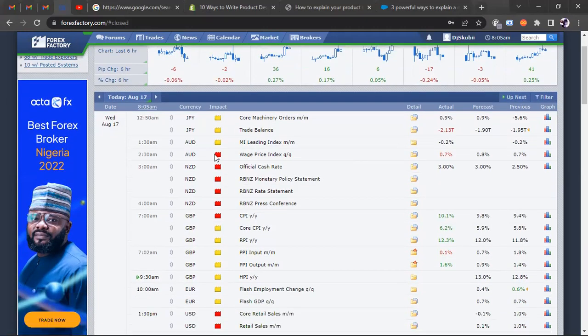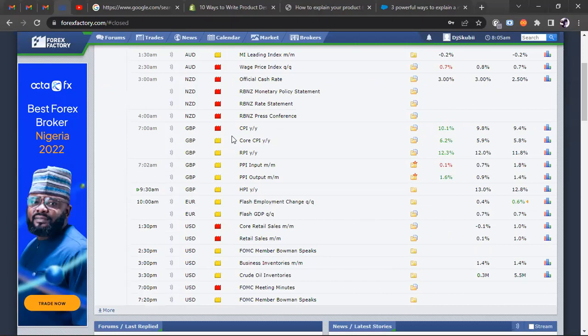Today we had a whole lot of high impact news on NZD and AUD. That's why we had that whole whipsaw on NZD early morning. And then we had 7 a.m. GBP, and then by 1:30 on USD, core retail sales. But anyhow, I think it's FOMC that will actually move the markets today. These two might just bring small volatility, but the big one is FOMC. Anyways, let's jump on our charts and see what we can get for today.